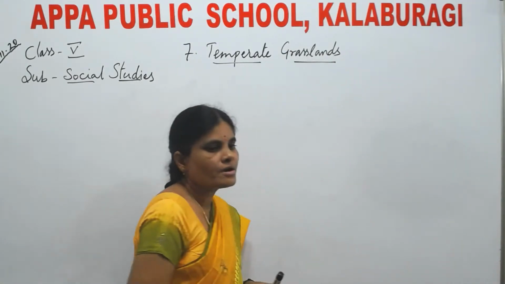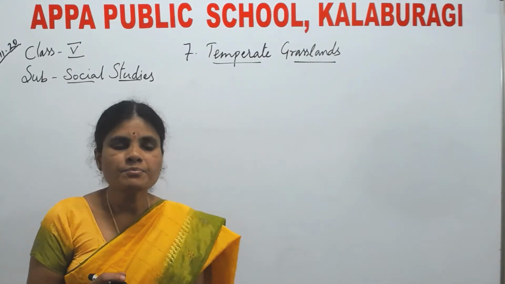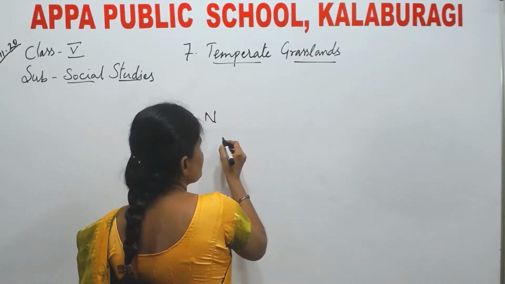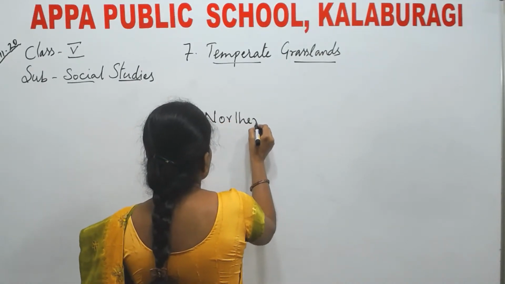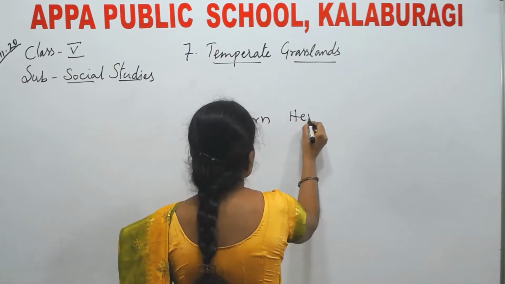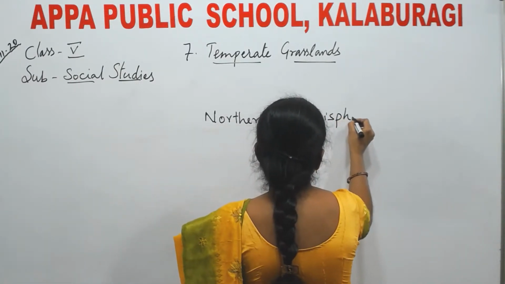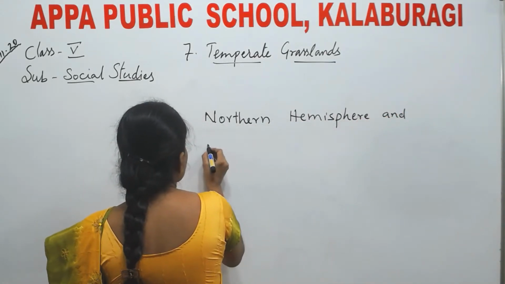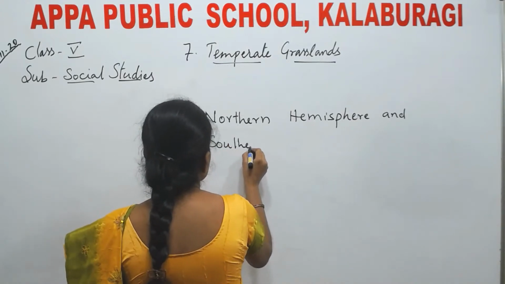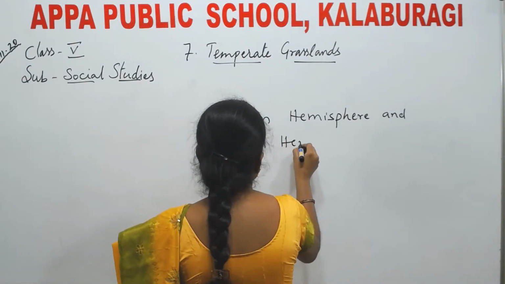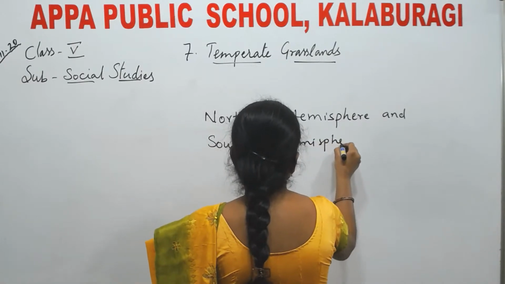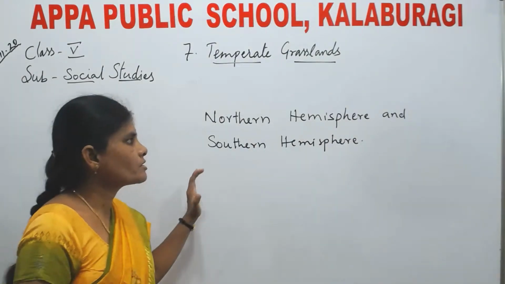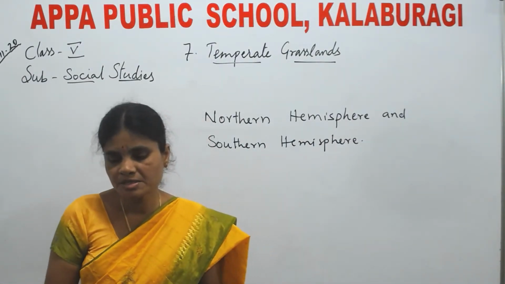First, let us see where temperate grasslands are located. Temperate grasslands are located both in the northern hemisphere and in the southern hemisphere.